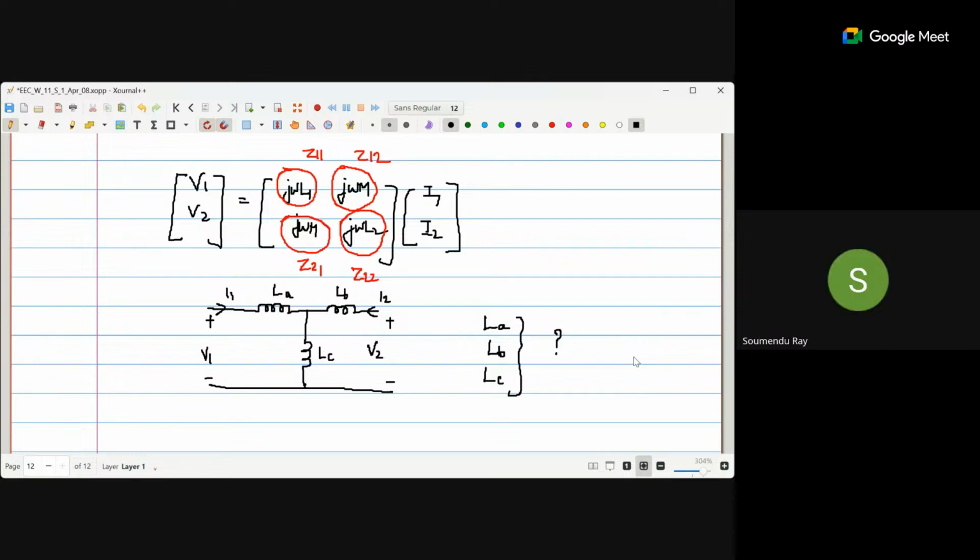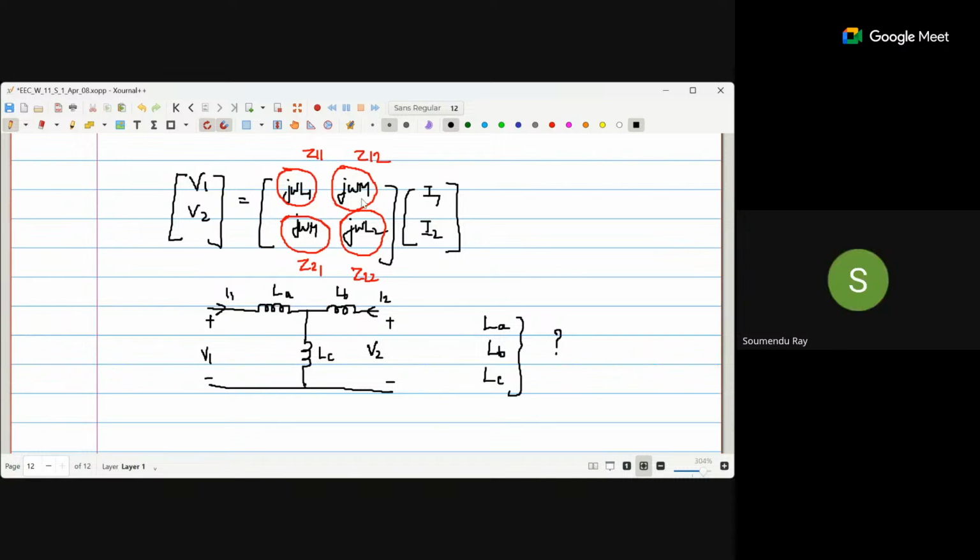Ma'am, L1 is equal to LA plus LC. Correct. M is equal to LC. L2 is equal to LB plus LC. Correct. From which we want LA, LB, LC in terms of L1, L2, and M. That is the thing being discussed in the lecture, right? You want these values as functions of L1, L2, and the mutual inductance M. You have to find the values of LA, LB, and LC in terms of the self-inductances L1, L2, and the mutual inductance M.